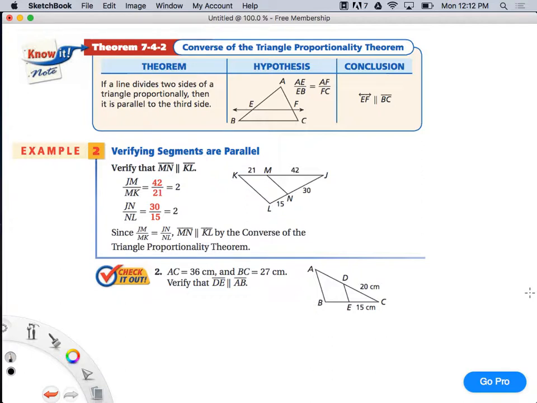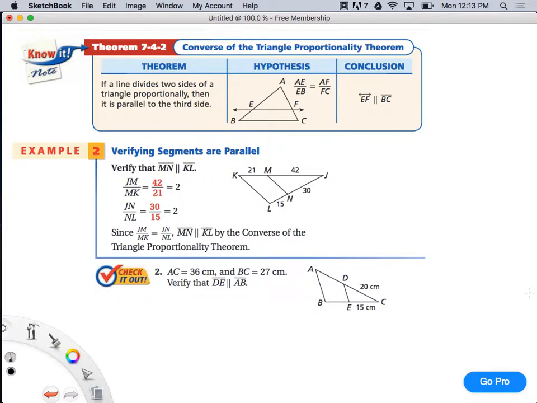If a line divides two sides of a triangle proportionally, then it is parallel to the third side. So this one is basically the converse of the triangle proportionality theorem. If you flip back to the first page, that was the triangle proportionality theorem. Now we're learning the converse, which says that if a line divides two sides proportionally, so the ratios are the same, then the lines are parallel.